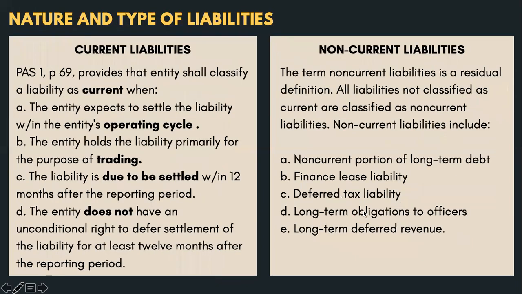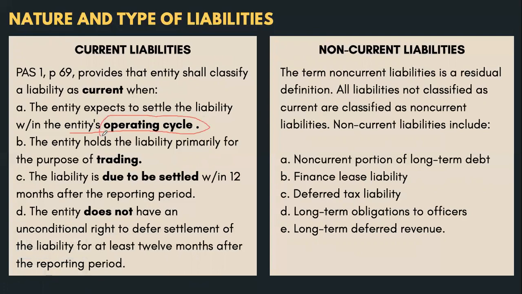Okay. So, nature and type of liabilities. So, we have liabilities classified as current liabilities and non-current liabilities. Okay, so current liability. According to PAS 1, paragraph 69, an entity shall classify a liability as current when the entity expects to settle the liability within the entity's operating cycle.